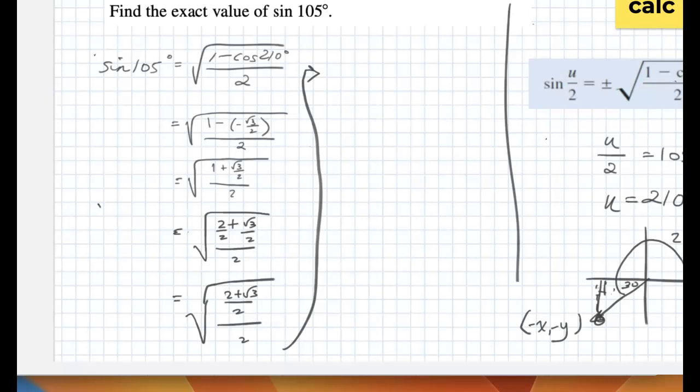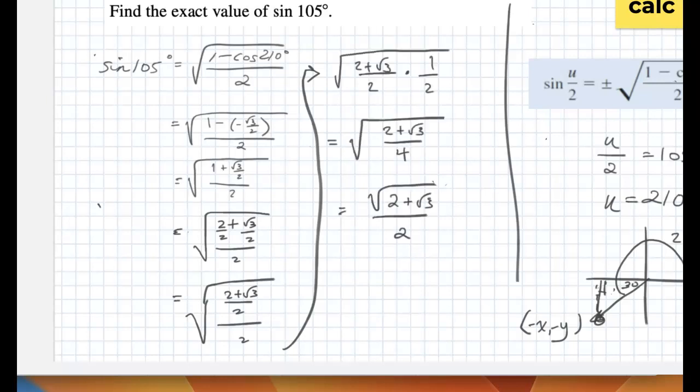sine of 105 degrees. Okay, doing so, I said we keep the top fraction, I flip the bottom fraction and change that to a multiplication. So you have 2 plus root 3 in the top because it's multiplied by 1, and then 2 times 2 is 4 in the denominator.